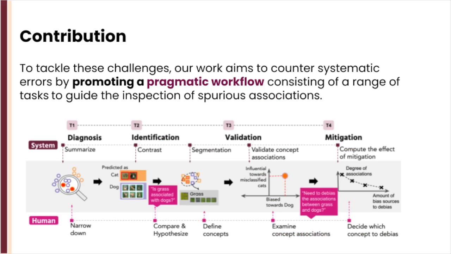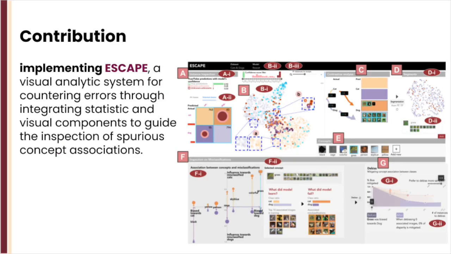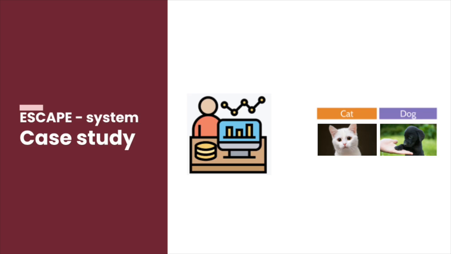To tackle these challenges, our work aims to counter systematic errors by promoting a pragmatic workflow consisting of a range of tasks to guide the inspection of spurious associations. And implementing ESCAPE, a visual analytic system for countering errors through integrating statistic and visual components to guide the inspection of spurious concept associations. As a case study, we consider the following scenario where a data scientist Mark, who wants to train a machine learning model for classifying the images of cats and dogs, aims at inspecting false predictions.